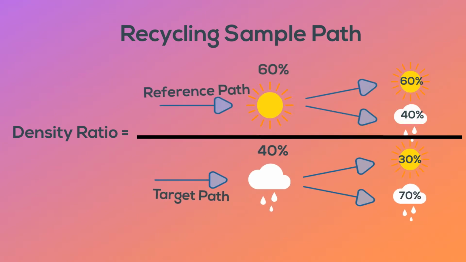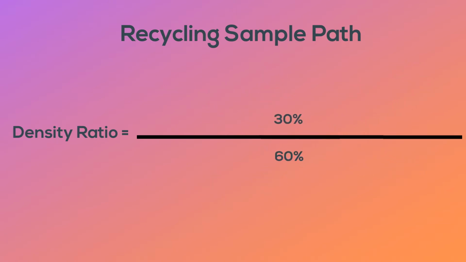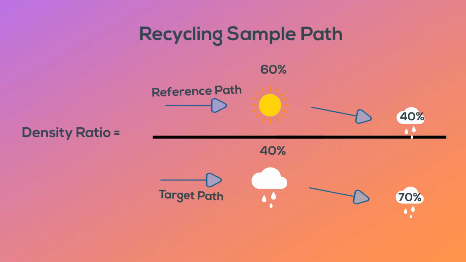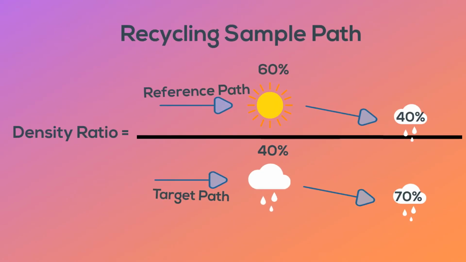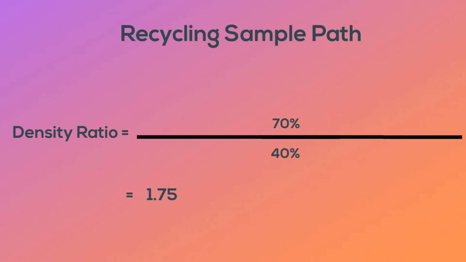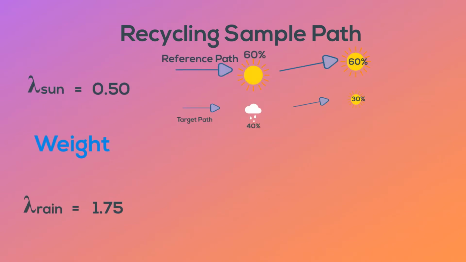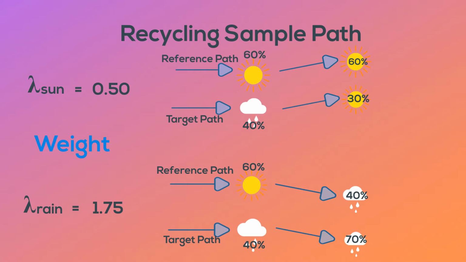Let's first find the ratio of the probabilities for the outcome that it will be sunny. To do this, we take the target path probability of it being sunny and divide this by the reference path probability of it being sunny to get a ratio of 0.5, which we denote as lambda sun. We do the same for the probability that it will be rainy to get a ratio of 1.75, denoted as lambda rain. These ratios are what we call the weight, and we apply these to the respective outcomes in the reference sample. This adjusts the outcomes in our reference sample relative to the ratios between the reference and target path probabilities.